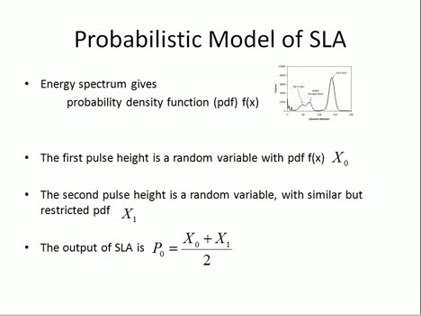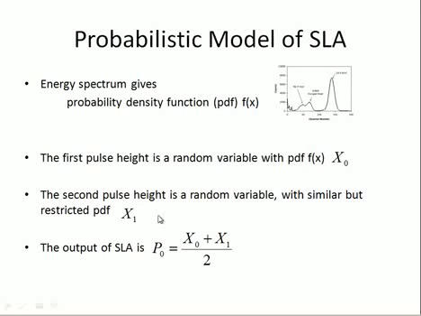So to model the properties of SLA, we're going to have the following probabilistic model. Imagine that the energy spectrum gives a probability density function. So the spectrum that we saw at the beginning is just giving us a PDF of a random variable, meaning that the pulse heights that we get at the detector just come from this probability density function. So the first pulse height that we measure is a random variable with a PDF equal to that energy spectrum.